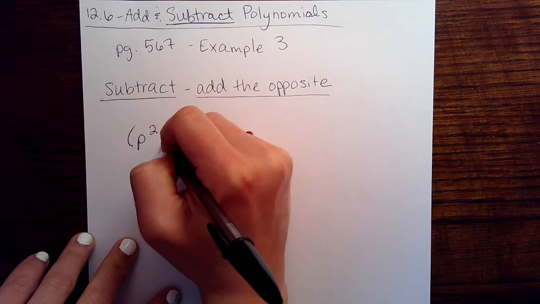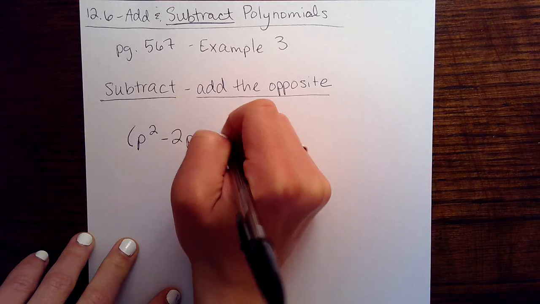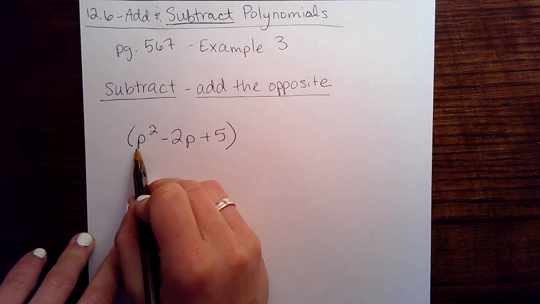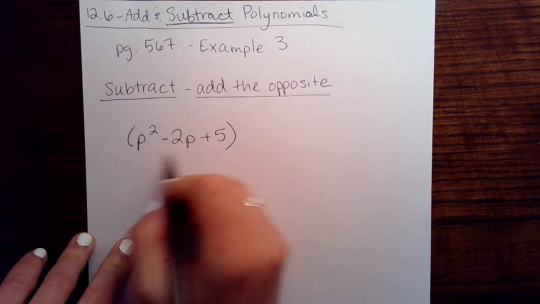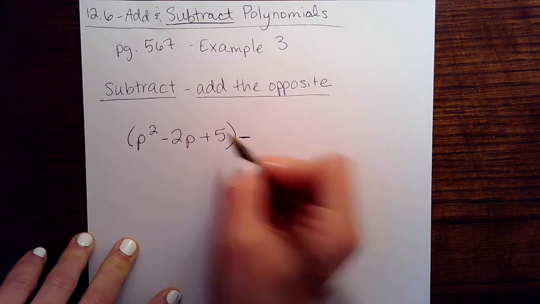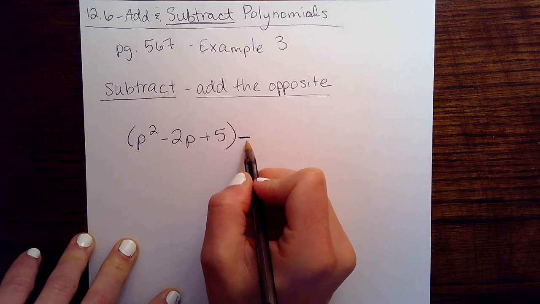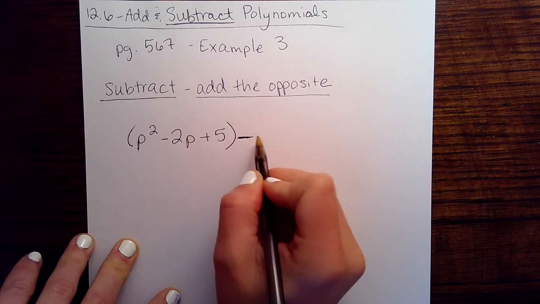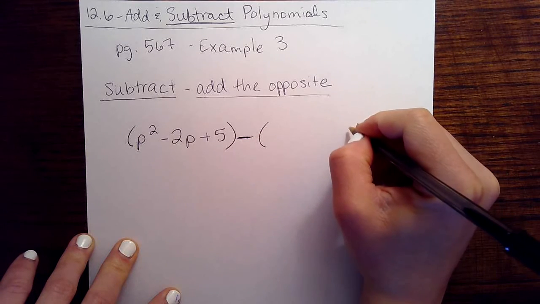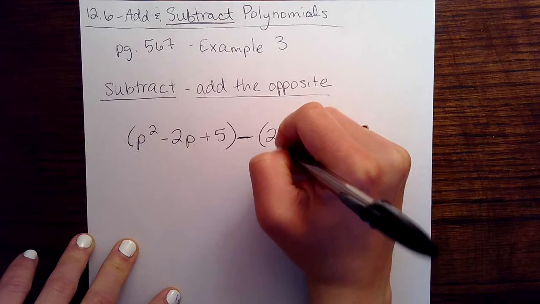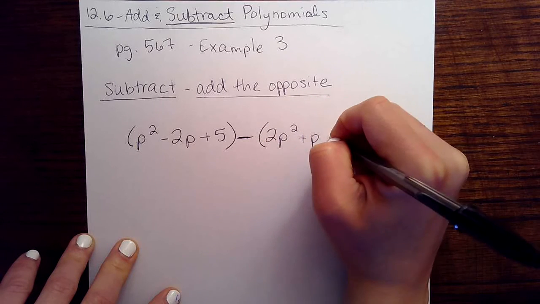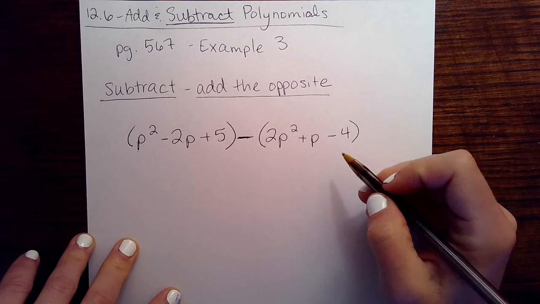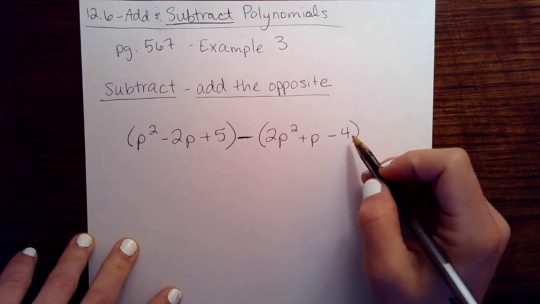p squared minus 2p plus 5 is our first polynomial. This has 3 terms, and each one we're going to consider minus. Now this is the difference here. The difference when we add and subtract is that now we've got subtracting a whole polynomial, minus 2p squared plus p minus 4. Now let's quickly simplify some of these things. So keep track of them.